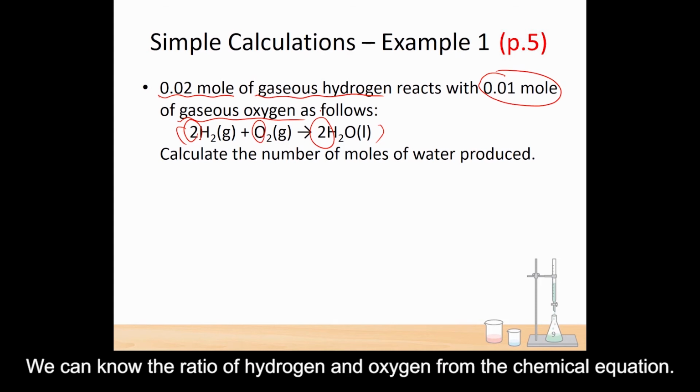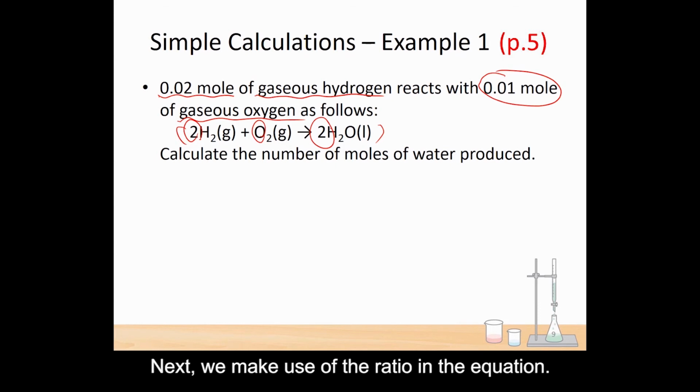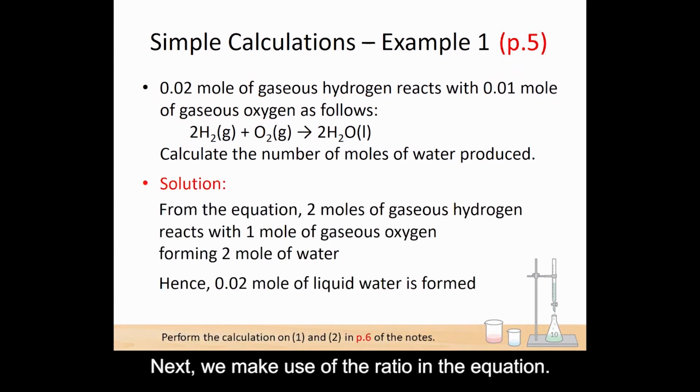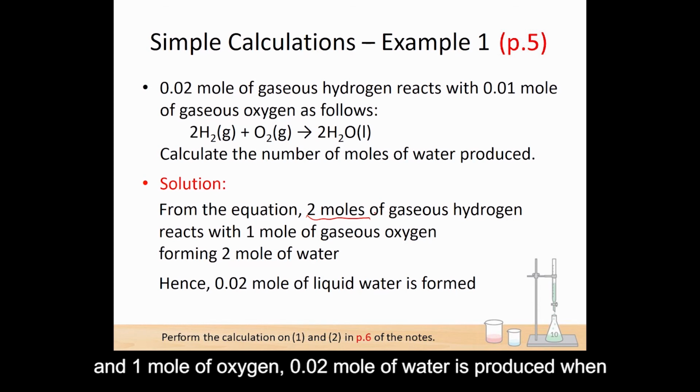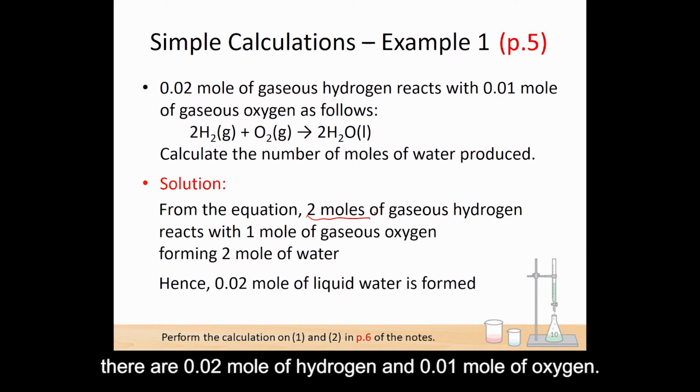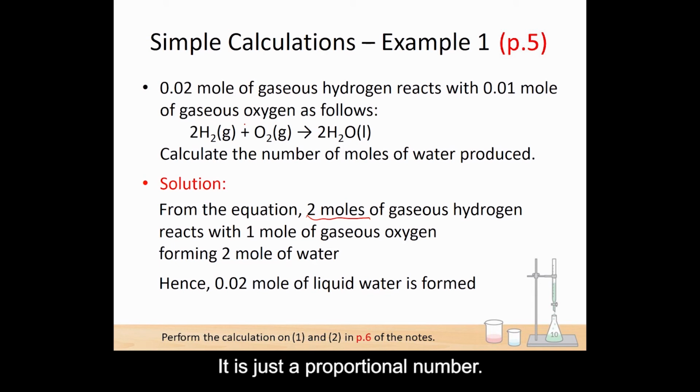We can know the ratio of hydrogen and oxygen from the chemical equation. Next, we make use of the ratio in the equation. Since 2 moles of water is produced when there are 2 moles of hydrogen and 1 mole of oxygen, 0.02 mole of water is produced when there are 0.02 mole of hydrogen and 0.01 mole of oxygen. It is just a proportional number.